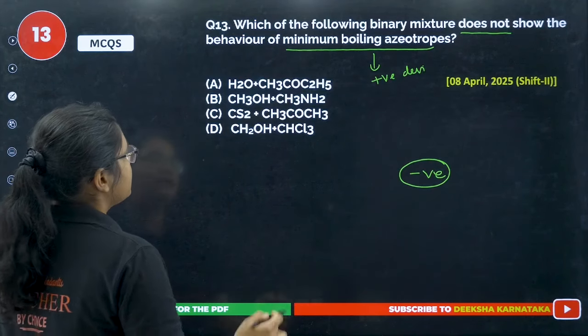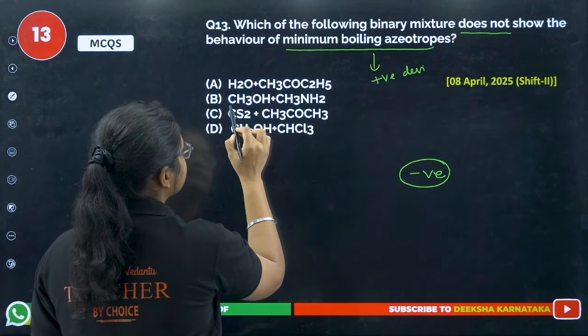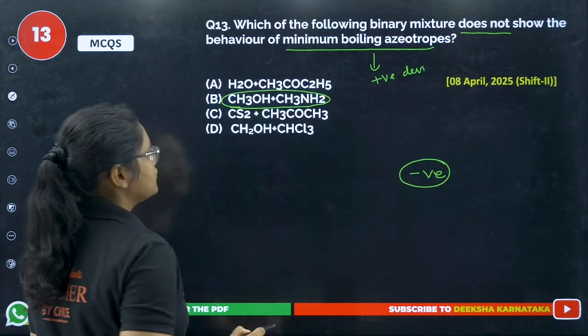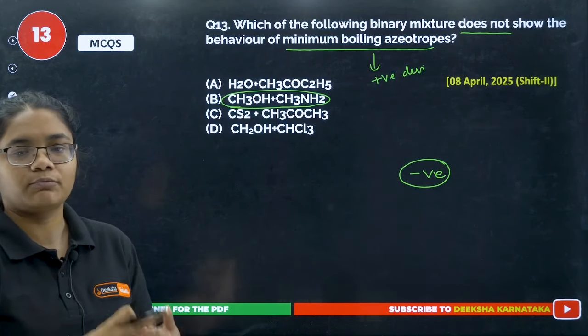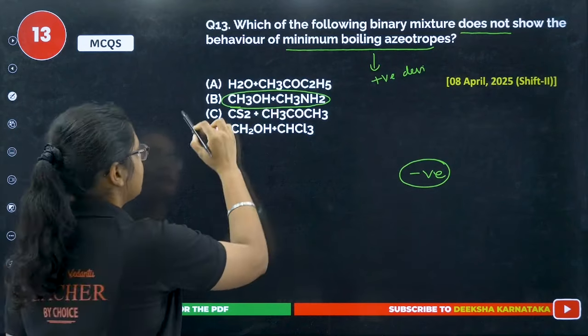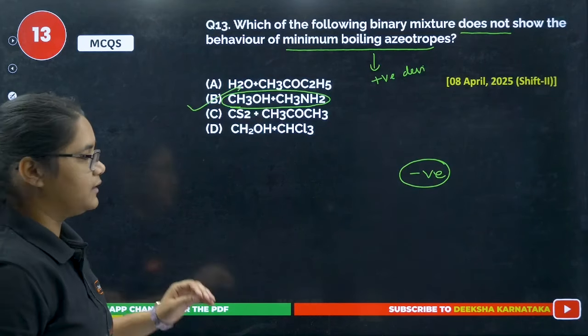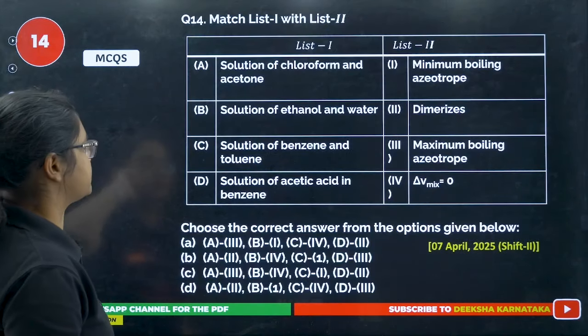Here definitely we have CH3OH and NH2. If you see, there is strong attraction, hydrogen bonding there, so it will have negative deviation. So option number B here. Indirectly asked question, but a good question.